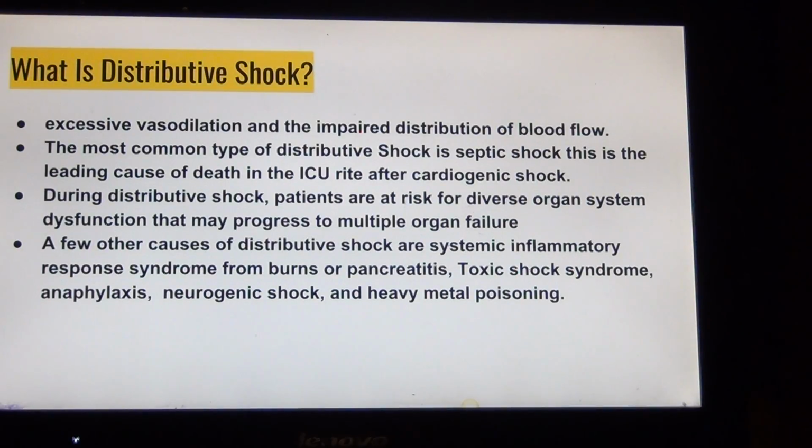A few other causes of distributive shock are systemic inflammatory response syndrome from burns or pancreatitis, toxic shock syndrome, anaphylaxis shock, neurogenic shock, and heavy metal poisoning.